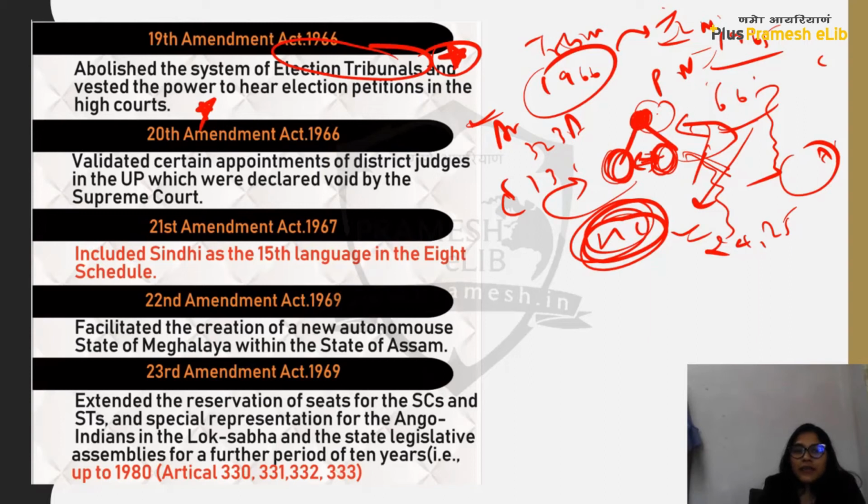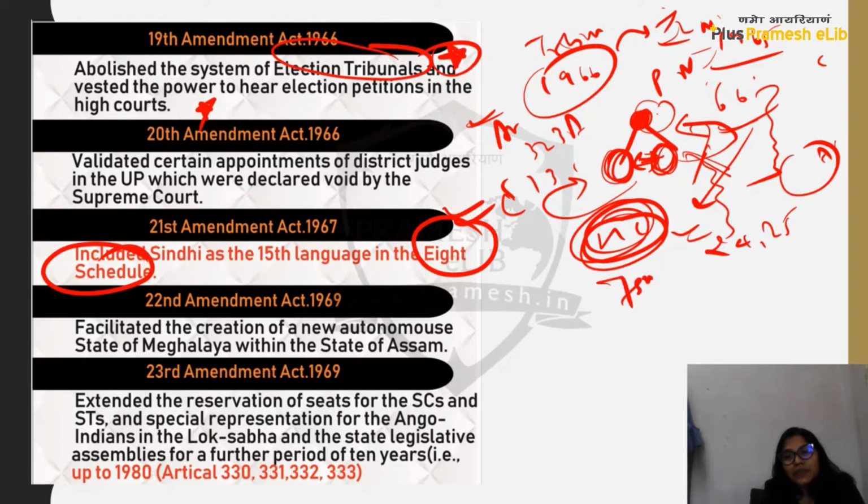Then you come to the 21st Amendment Act of 1967, which is important. Why? Because it made changes to the 8th schedule. The 7th schedule is basically where the three lists, the state list, the union list and the concurrent list, or the division of the legislative powers between state and union, have been mentioned. Then the 8th schedule mentions the scheduled languages.